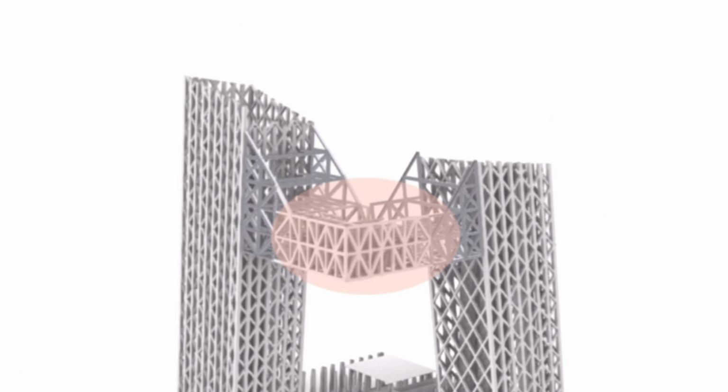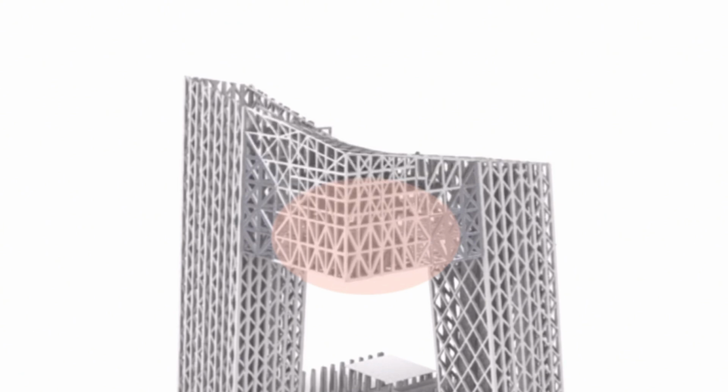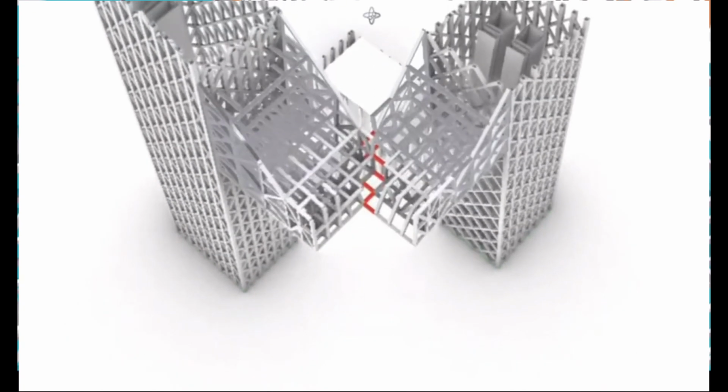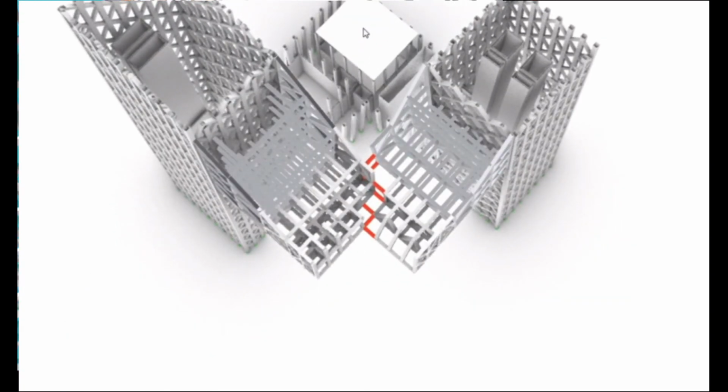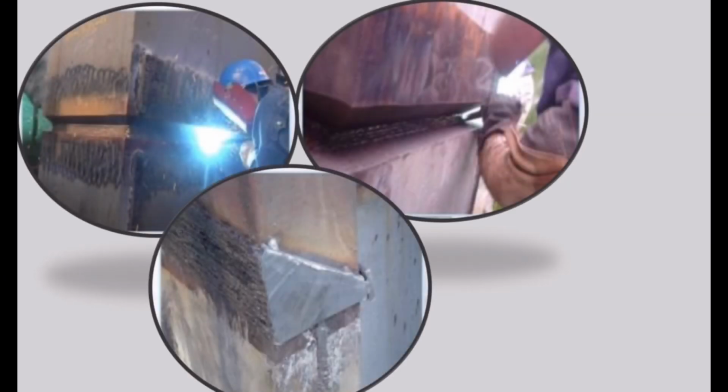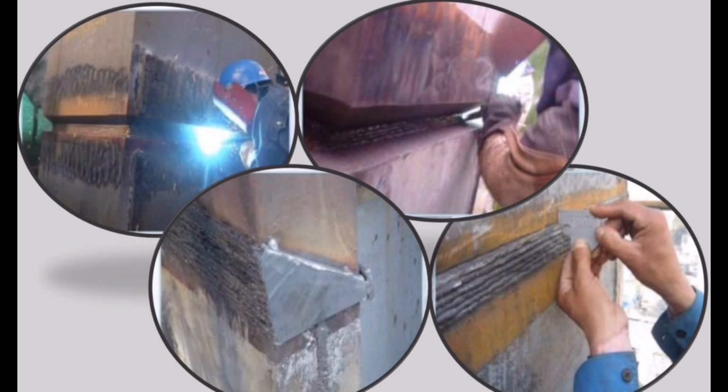As a solution to this, the two sections were quickly connected first using temporary connection joints between the cantilevers, and then the welding was carried out. This allowed the welding to proceed while preventing damage to the welding.